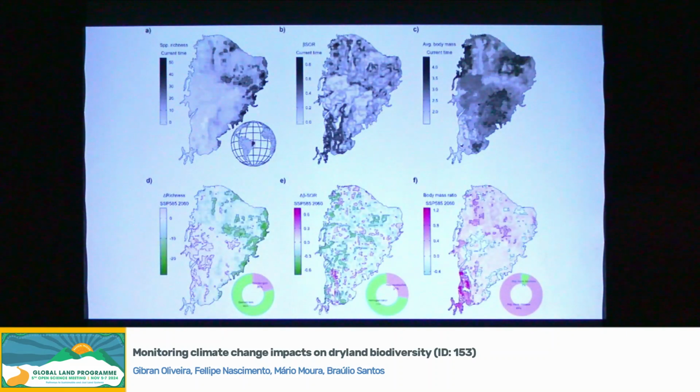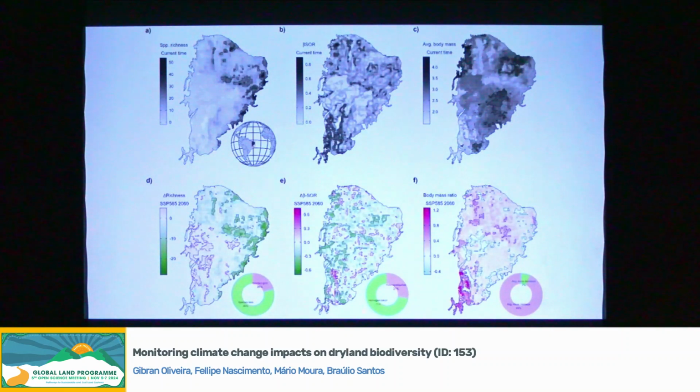But when we see the map here, in the top part we can see the richness, the similarity, and the body mass. In the bottom, there are the delta values for each one of them. So we can see 80% of species loss in the pessimistic scenario in the future. And the same pattern: the areas with the most richness and diversity will be the regions with more loss of species.